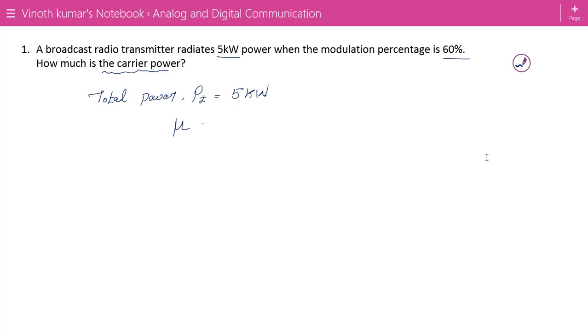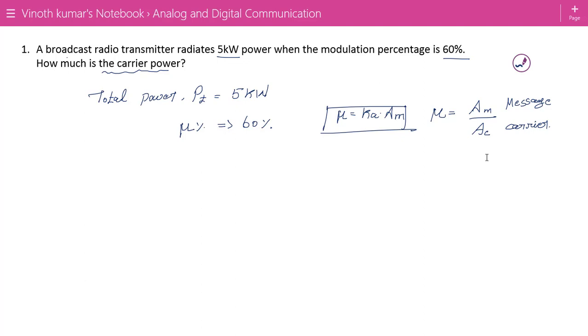That is mu in percentage is 60%. So mu is the modulation, that is expressed as mu is equal to Ka into AM. So Ka is the sensitivity factor and AM is the maximum amplitude of the message signal. This can even be expressed as mu is equal to AM divided by AC, that is amplitude of the message signal divided by the amplitude of the carrier signal.